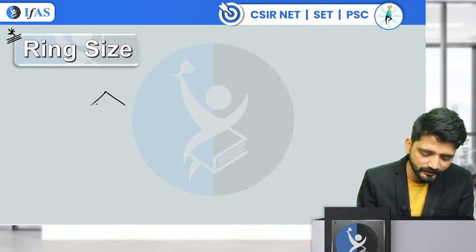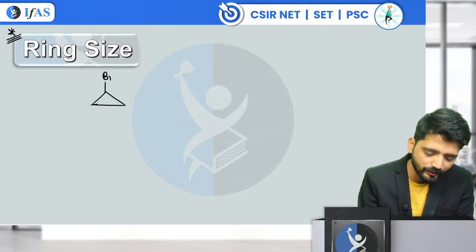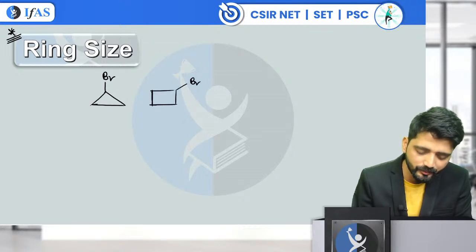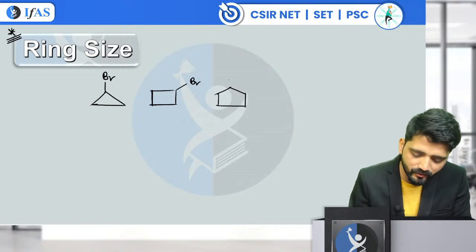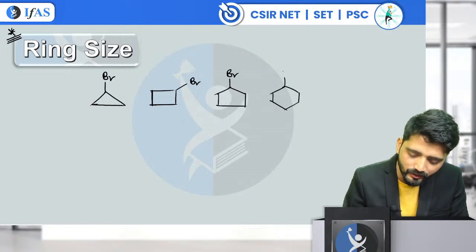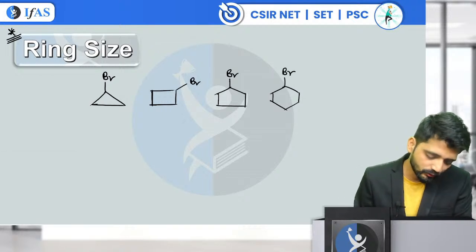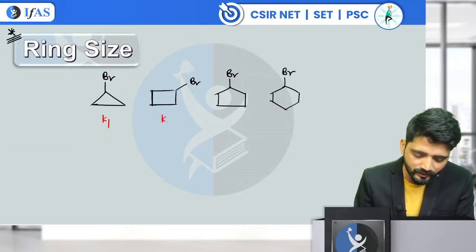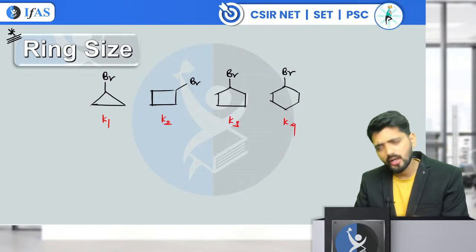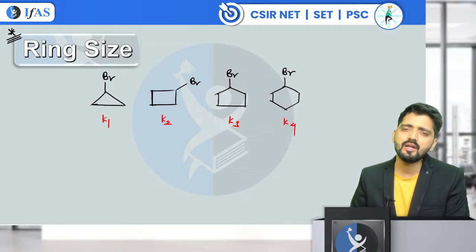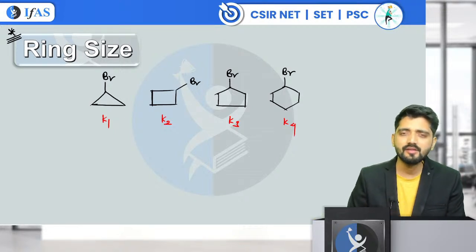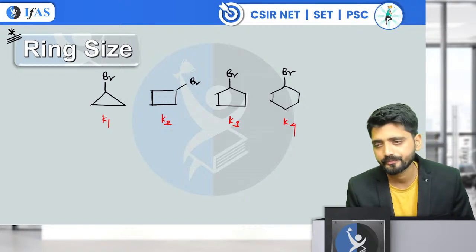Let's suppose I took an example where I have a 3-membered ring with a Br group. The second case is where I am having a 4-membered ring with a Br group. I have a 5-membered ring with a Br group, and at last I have a 6-membered ring with a Br group. Now, let's suppose this goes via K1 rate, this goes via K2 rate, this via K3 rate, and this via K4 rate. All are undergoing an SN2 reaction. Can you tell me what will be the rate of SN2 here? Arrange them in increasing or decreasing order.